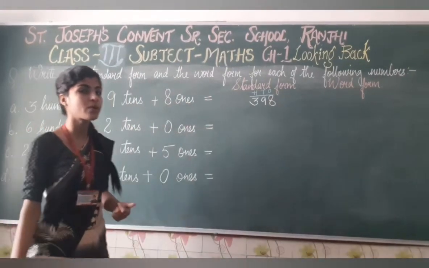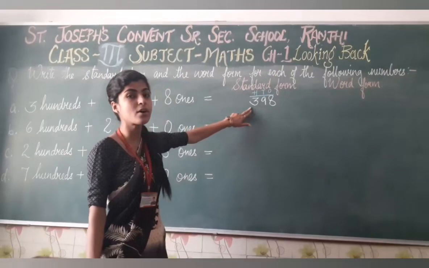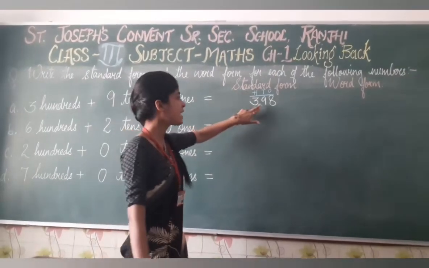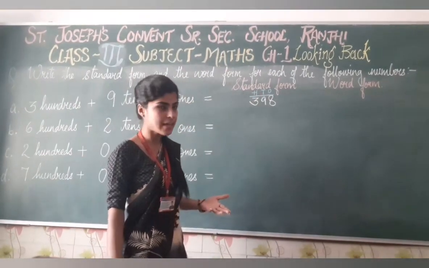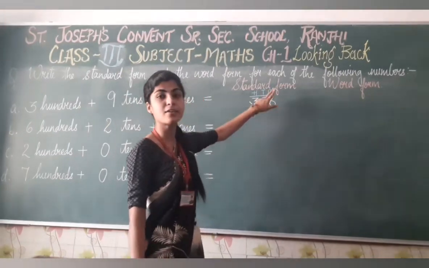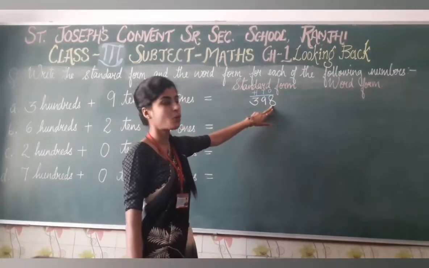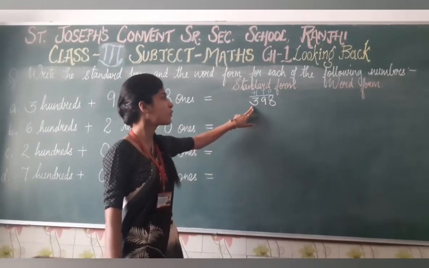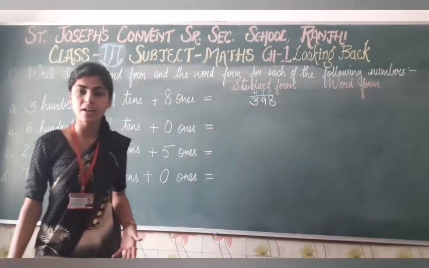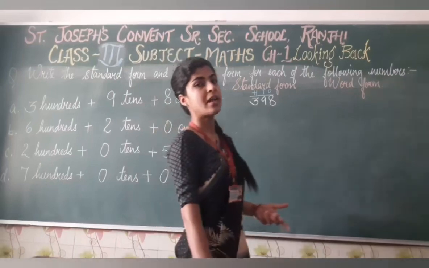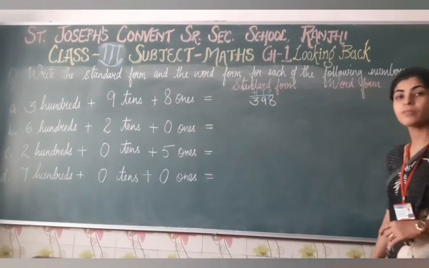So we got the number what children? Let us read out. As 3 is under the hundreds place, it will become 300. 9 is under the tens place. So 9 tens becomes 90. Yes. And there are 8 ones in the ones place. So we write ones as it is. There is no change when we write the ones place. So the number becomes 300 plus 90 plus 8. So the number is 398.